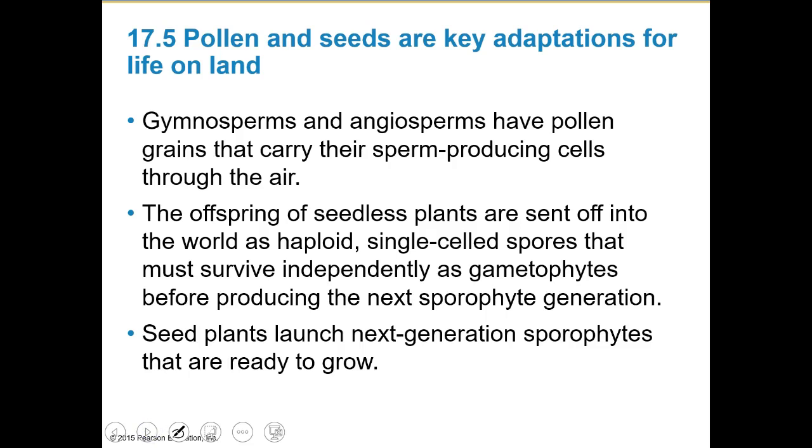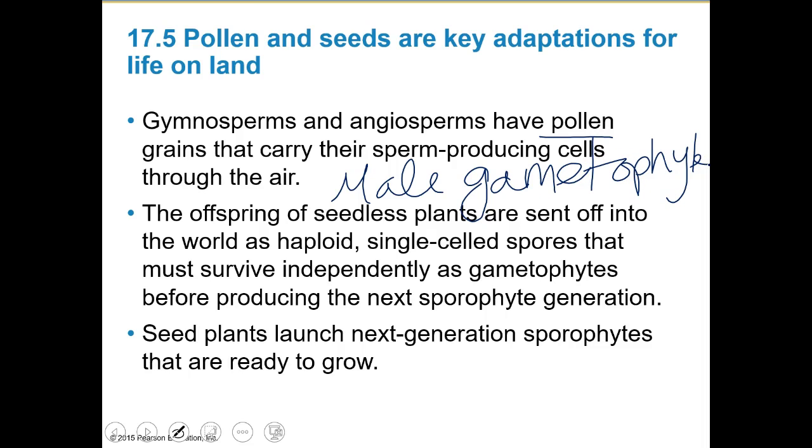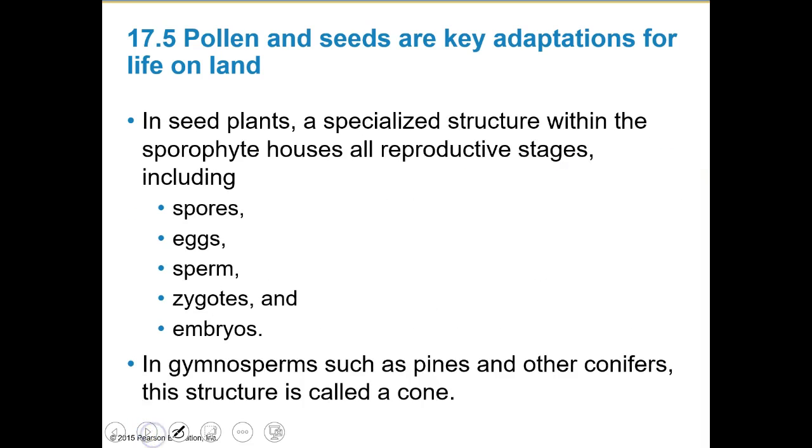So gymnosperms and angiosperms have pollen grains that carry sperm-producing cells through the air. Pollen is going to be our male gametophyte. Pollen itself is its own little plant. It's a tiny plant, that tiny generation. But we'll talk about it. The offspring of seedless plants are sent off into the world as haploid single-celled spores that must survive independently as gametophytes before producing the next sporophyte generation. Seed plants launch this next generation as sporophytes that are ready to grow. So we'll talk about what that means through this life cycle.